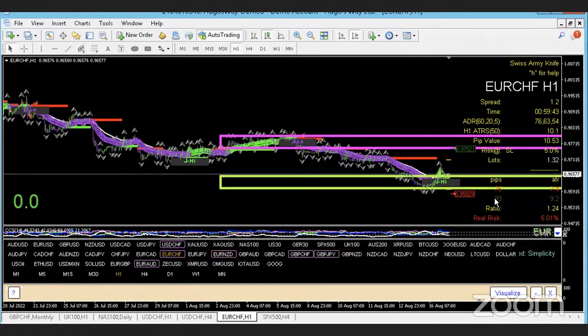The ratio right here is only about a 1 to 2.4, so we're not even at a 2 to 1, right?